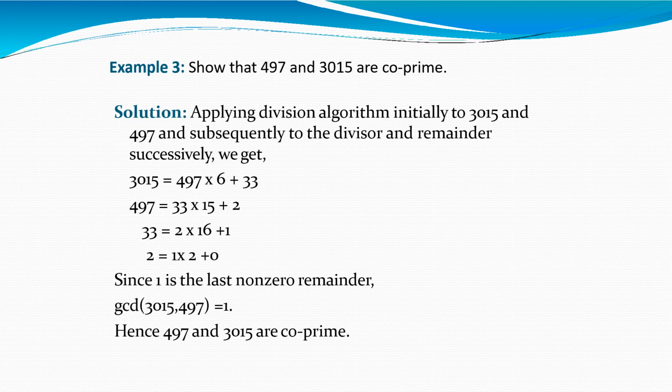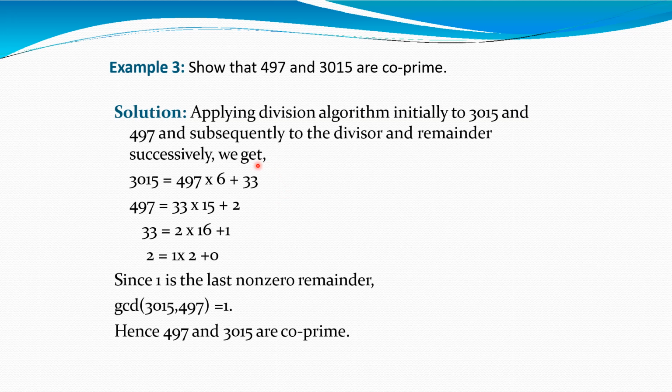Now one more example. Show that 497 and 3015 are co-prime. Now in this question it is not given that we have to find a GCD. But if you know the definition, then immediately you understand that you have to find a GCD. So what is the meaning of co-prime integers? It means they are relatively prime integers. Means their GCD is 1. So showing co-prime or relatively prime is nothing but you have to find the GCD and that GCD must be 1.